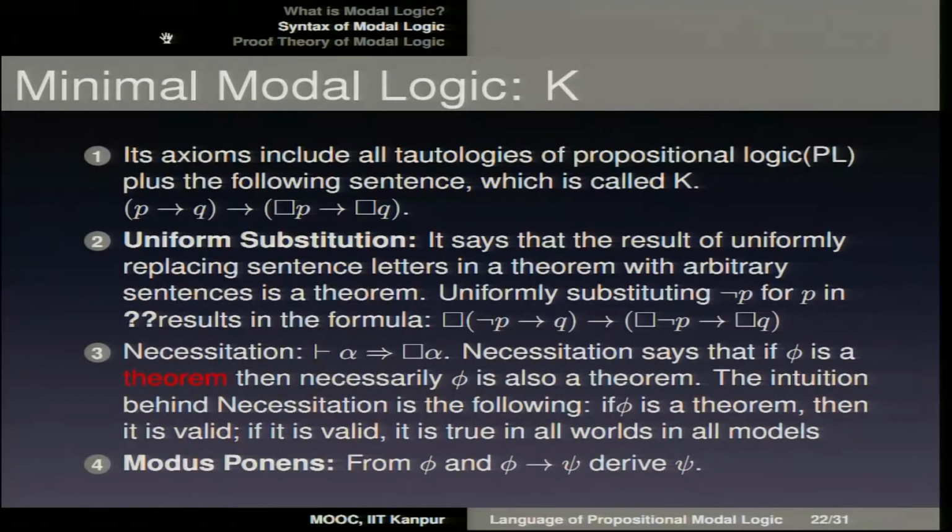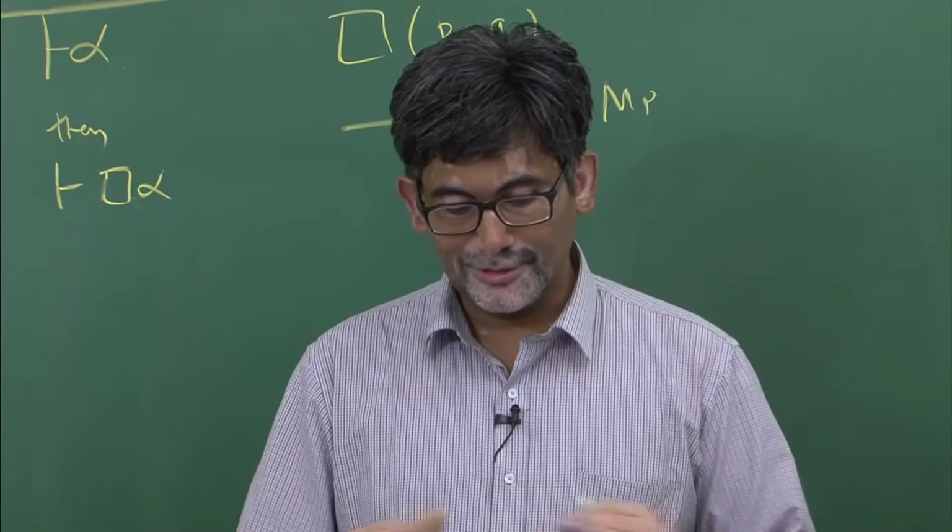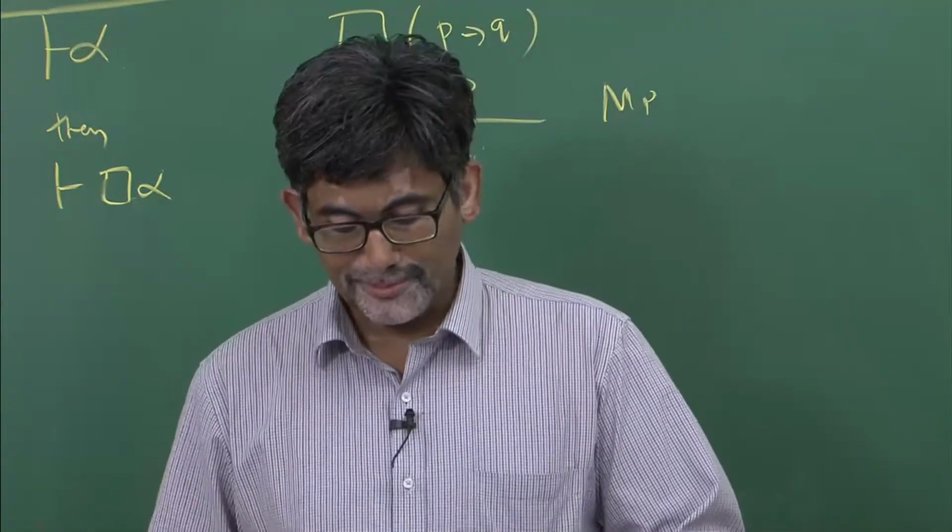In the next class, we will be talking more about the axiomatic systems, and we will be seeing some of the theorems within the given modal logical systems. We are also going to see how these theorems can be proved by using these axioms, uniform substitution, and the necessitation and modus ponens rules.